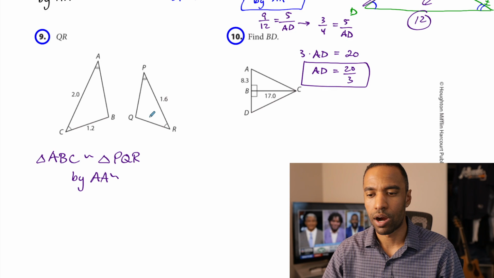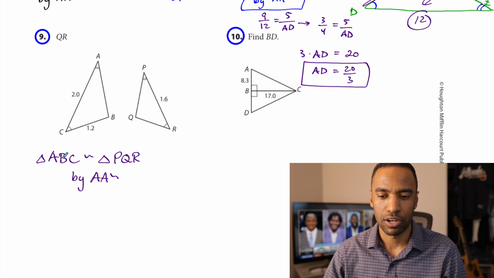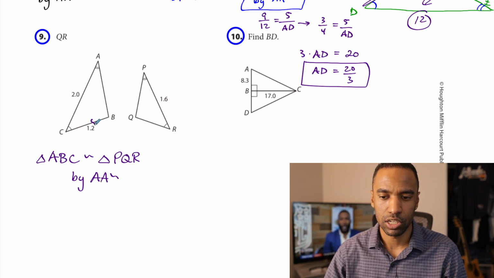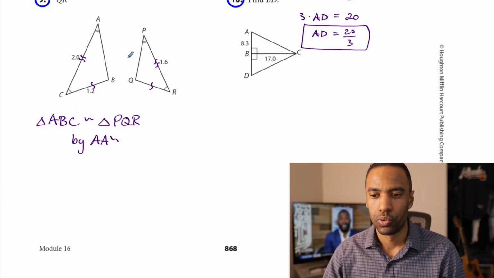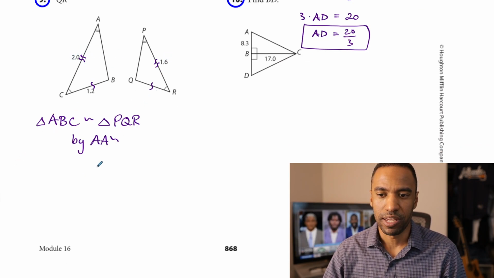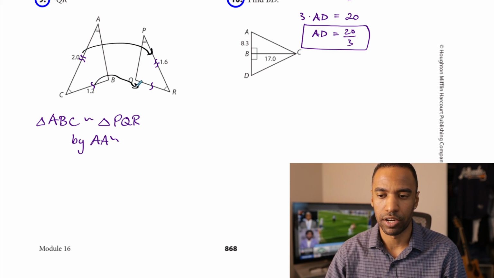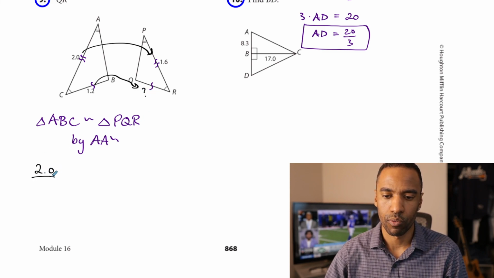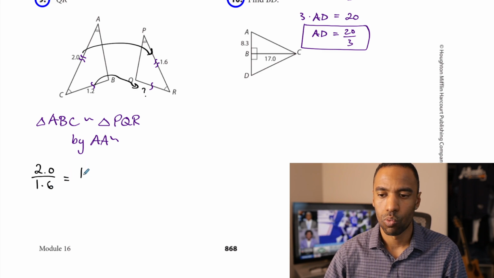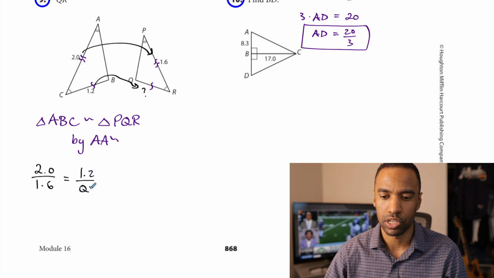Let's find the length of QR. QR are the second and third letters here, like BC is. So BC and QR correspond with one another. AC, the first and third, correspond with PR. Those are also labeled. Looks like we can set up a proportion for this, guys. Let's do AC over PR, equals 1.2 over the unknown. So 2.0 over 1.6 equals 1.2 over our unknown QR.